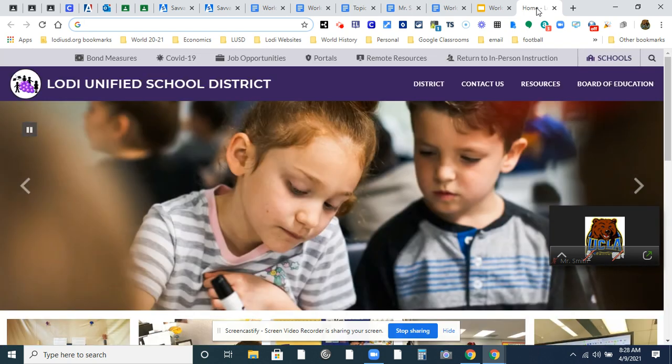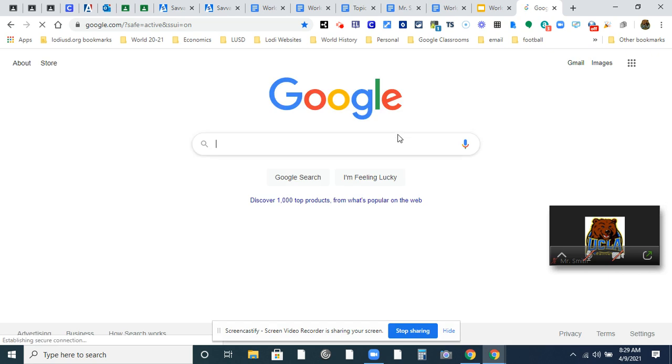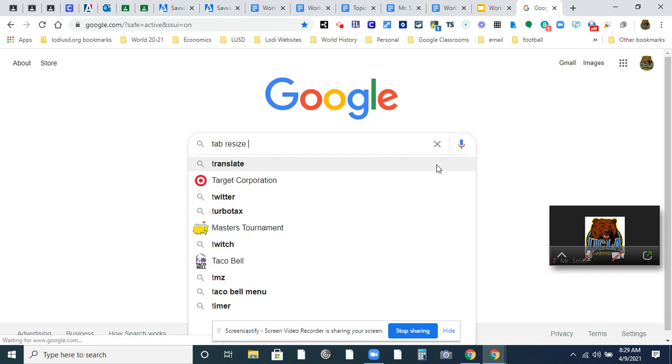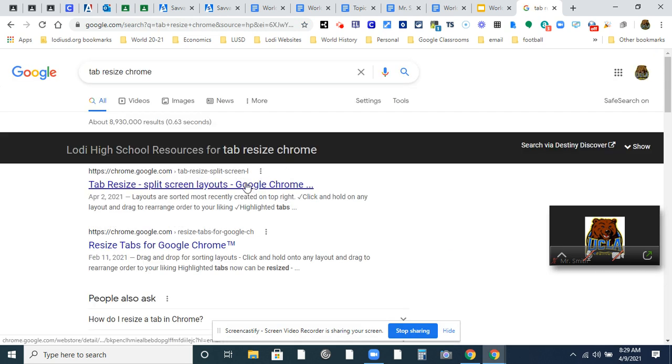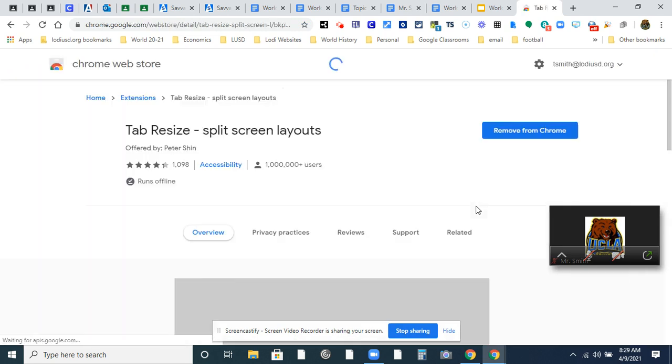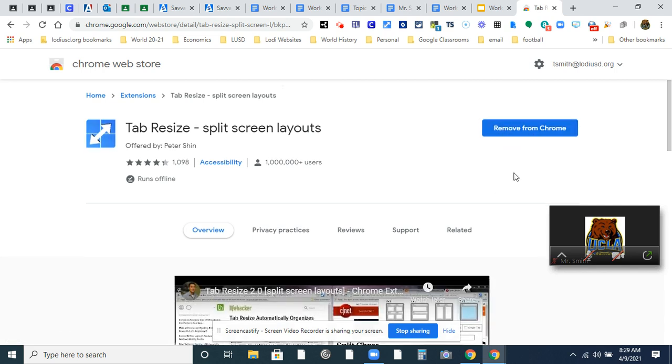So if you do have it, you can skip this part and just get right to it. I have it because you can see this little icon here. But if you don't have it, you just open up a Google search and type in tab resize and Chrome. I think it's a Chrome extension. So yeah, I mistyped it, but still, boom, it's right there. Then click it when you see chrome.google, and you should have an option like add or download.